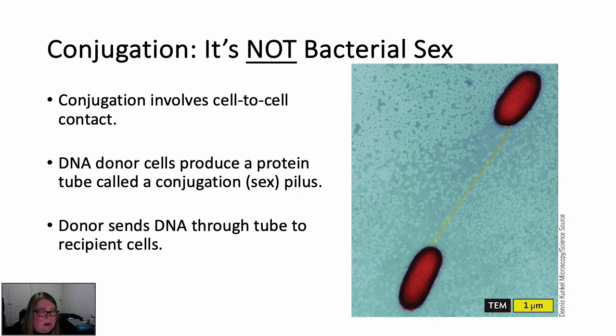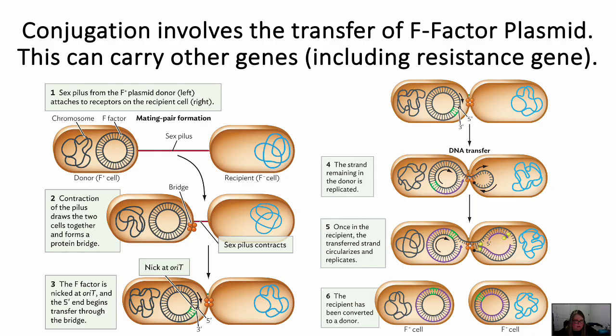So the donor cells that are going to give plasmids to the recipient cell are going to attach to the recipient cell using the conjugation pilus. And then this protein tube, this pilus, is going to be how they send DNA to the recipient cell. So let's talk about how conjugation happens.